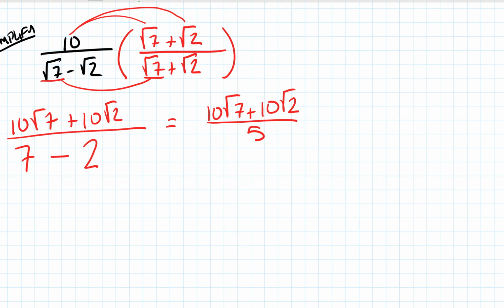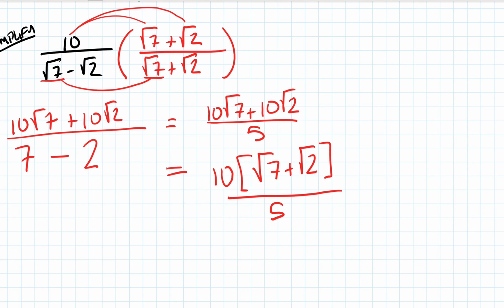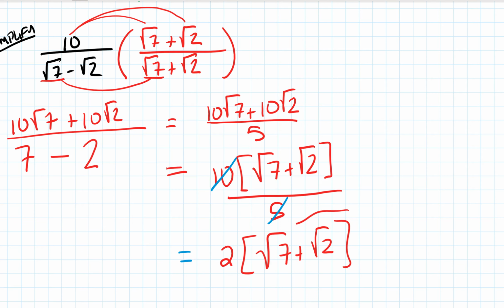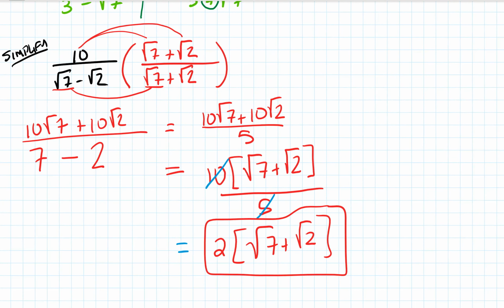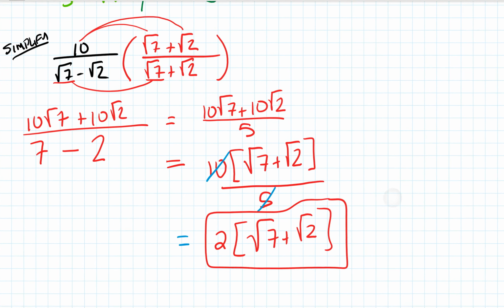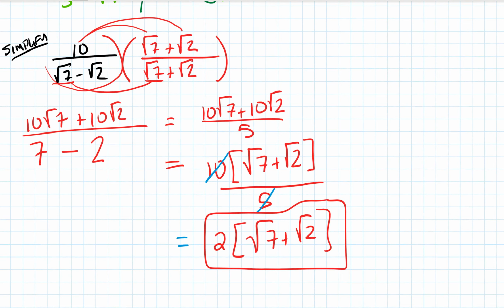You would think we'd be done, but we can actually factor a 10 out of the top. And that will leave me with a radical 7 plus a radical 2, all divided by a 5. Now from here we can clearly see 10 divided by 5 is 2, so we end up with 2 times the parentheses radical 7 plus radical 2. And that's how we get the answer for that one. So again, the conjugate plays an important role in multiplying and simplifying radicals where the denominator has a radical.